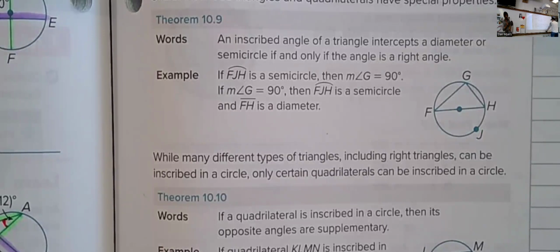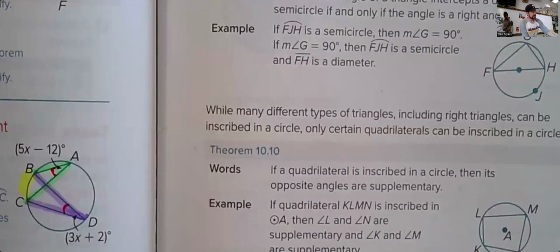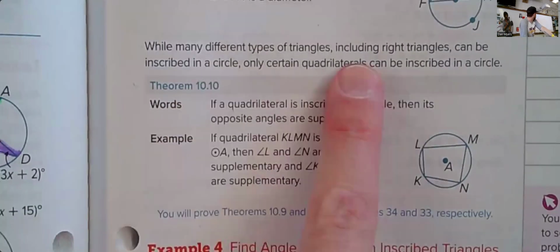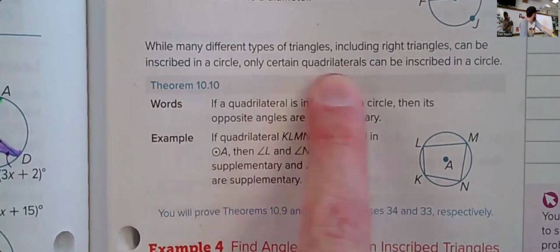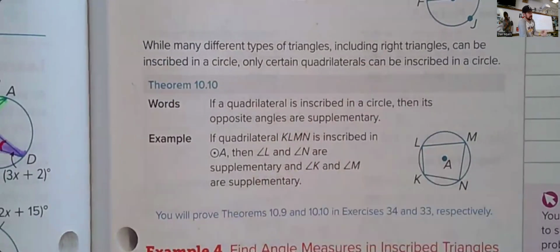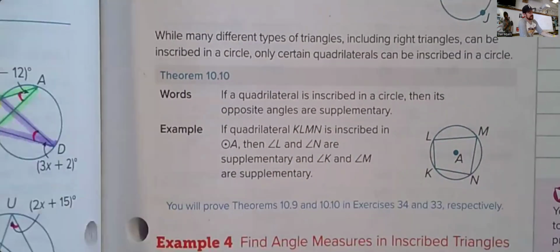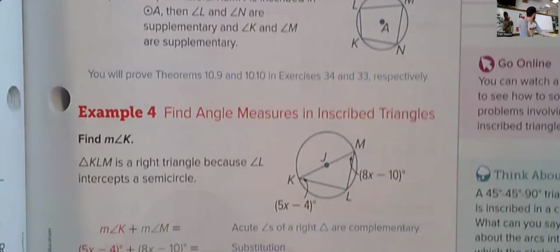All right. So that's a little bit of knowledge about triangles inscribed in circles. Now quadrilaterals inscribed in circles. Many different types of triangles, including right triangles, can be inscribed in a circle. Only certain quadrilaterals can be inscribed. So you can do all kinds of triangles inscribed, but only certain types of quadrilaterals can be inscribed, and here we are.